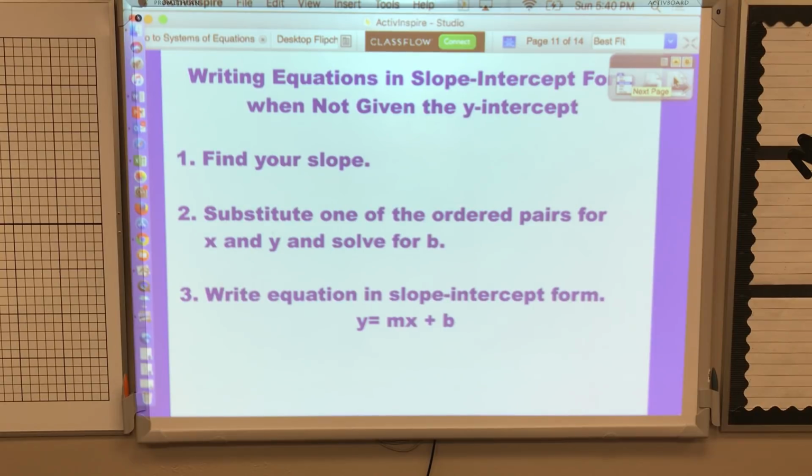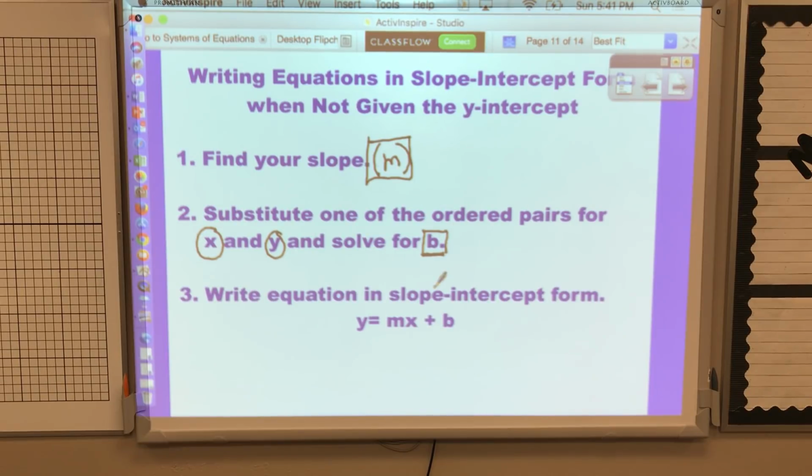The next type we need to go through, and these are the ones that are the hardest, because you're writing equations in slope-intercept form when they don't give you the y-intercept. So the first thing we need to do is still find our slope. We need to find our m. Then we have to substitute one of the ordered pairs for x and for y and solve for b. So we need to find m and we need to find b, just like before.